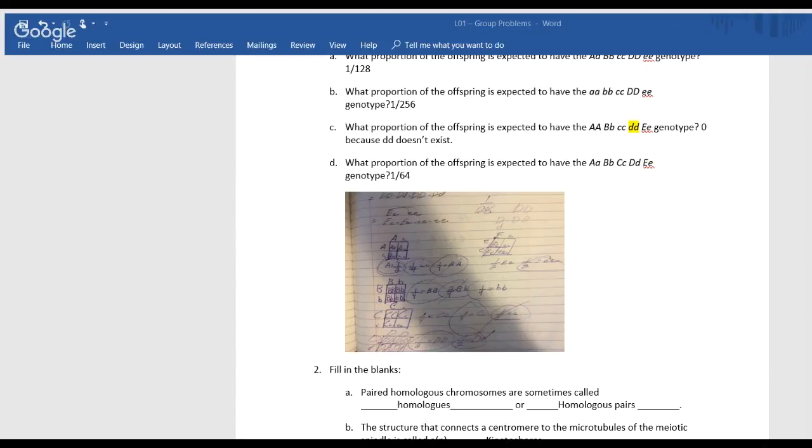Then you do the same song with these. This one actually has a small dd, and in this one there is no small dd, with homozygous D's and heterozygous D little d. So this one actually isn't logical because of that. Then you go to number D, and you do the same song. You're going to get a 1/64 fraction.